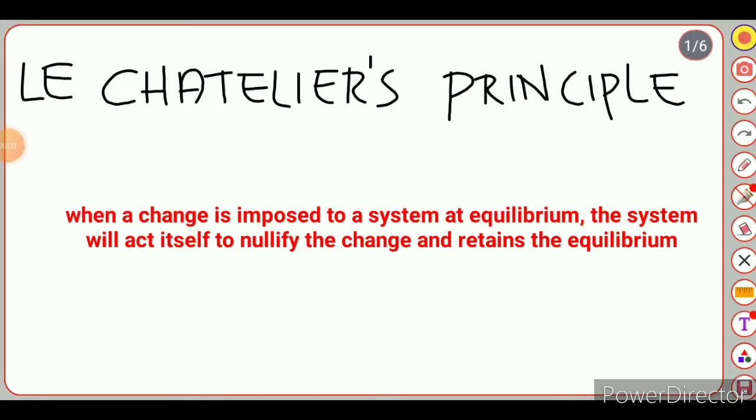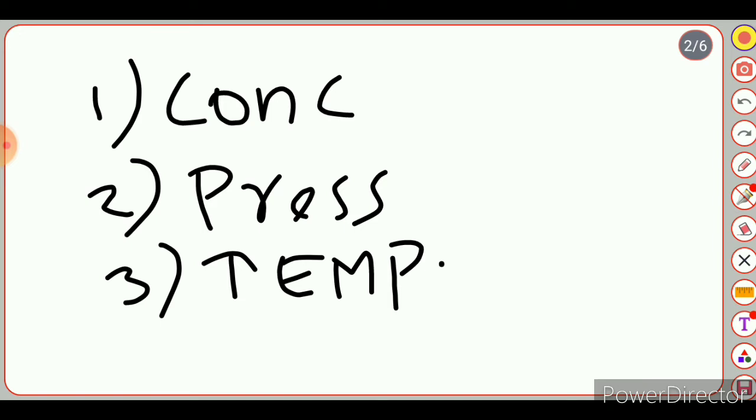Today we are going to discuss Le Chatelier's principle. What does Le Chatelier's principle state? It states that when a change is imposed on a system at equilibrium, the system will act to nullify the change and retain the equilibrium. That is, whenever you make a change to a system at equilibrium, it will act back to retain the equilibrium. The changes can be changes in concentration, pressure, or temperature.